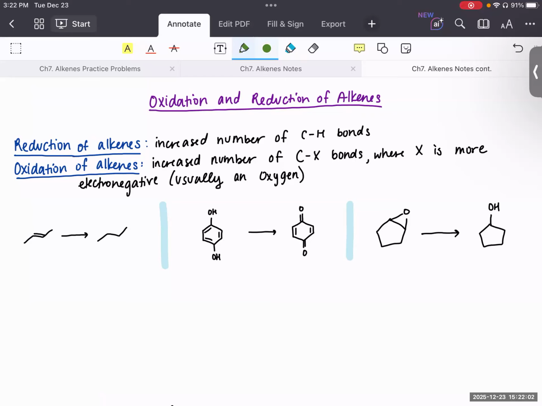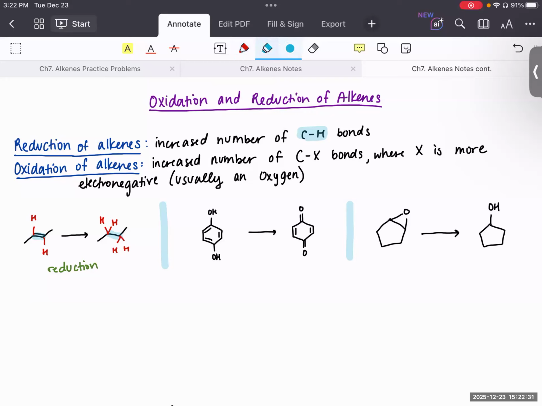All right, so first let's quickly just cover the difference between reduction and oxidation. For the reduction of alkenes, we're looking for an increased number of CH bonds. That's similar to this first example here, where we go from having an alkene to an alkane. And that corresponds to an increased number of hydrogens, because now we have two on each of those carbons instead of the one carbon hydrogen bond that we had before.